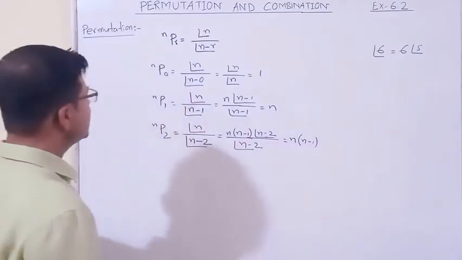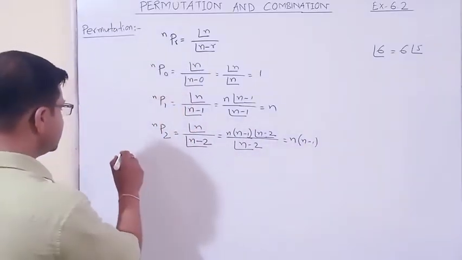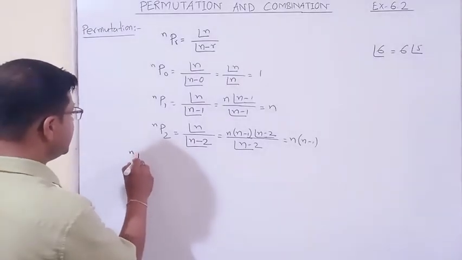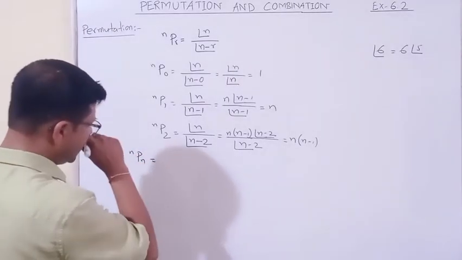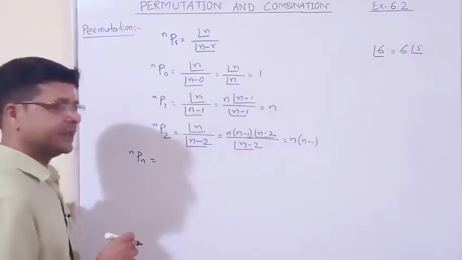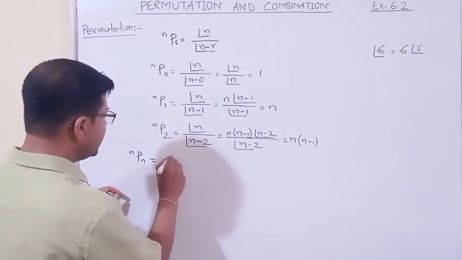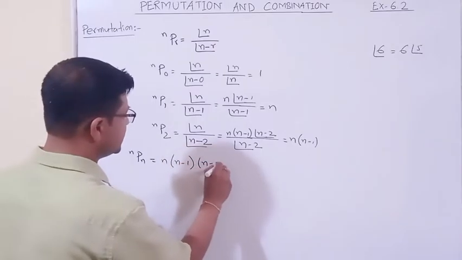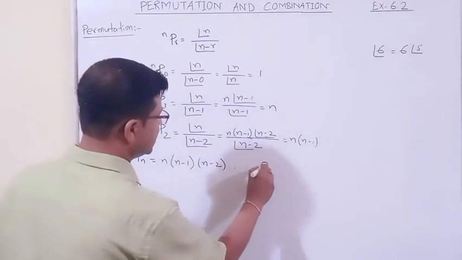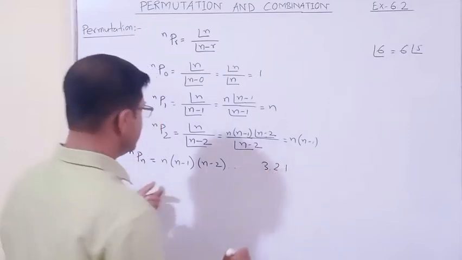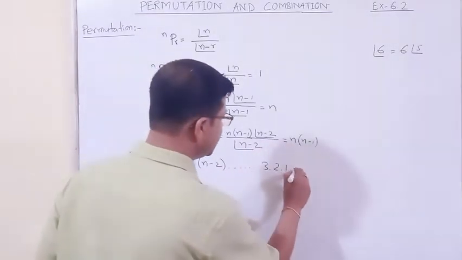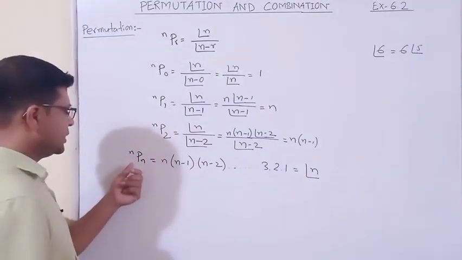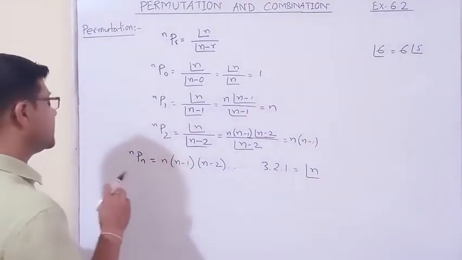Now we want to know, by the fundamental principle, what is nPn. Let us try to get one result. What is nPn? nPn means n into n minus 1 into n minus 2, like this, then 3, 2, 1. What is the meaning of it? Its meaning is factorial n.